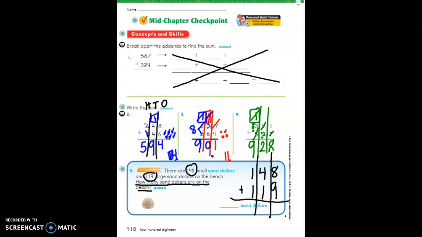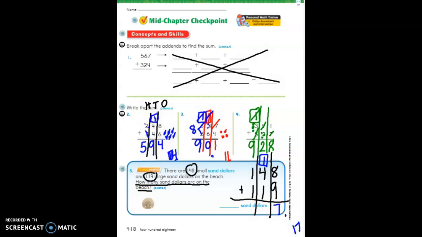I'm starting in the ones place. 8 plus 9. This is a doubles plus 1. You could think 8 plus 8 plus 1. You could think doubles minus 1. 9 plus 9 minus 1. Or we could put 9 in our head and count 8 more. You pick your way. You can pause the video and try to figure out what 9 plus 8 is. All right, I hope you figured it out. 9 plus 8 is 17. So I'm going to put my 7 here and regroup my 1 in the tens place.